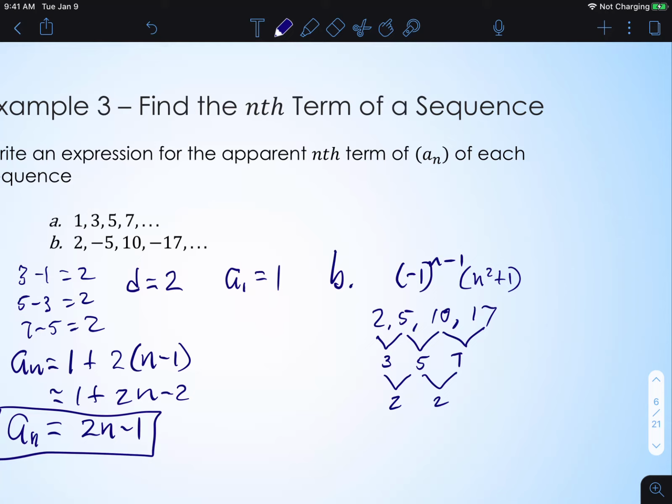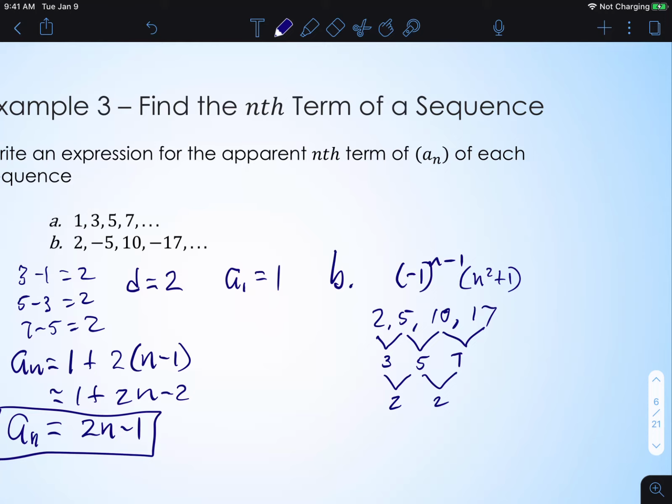And let's just do the last one, when n is 4, okay? 4 squared is 16 plus 1, that's 17, so we get the 17 part. And then 4 minus 1 is 3. Negative 1 to the third power is negative, and so we got it.